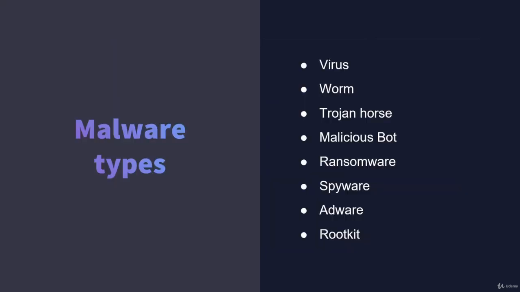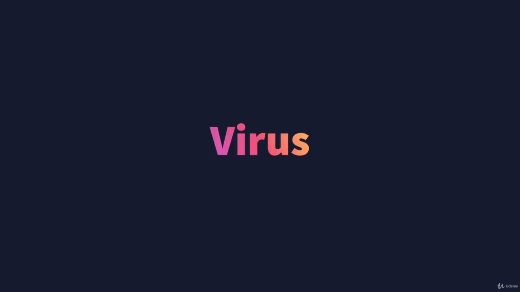In this lecture, we'll have a look at 8 of the most common types of malware: virus, worm, Trojan horse, malicious bot, ransomware, spyware, adware, and rootkit. So let's start with the most widely known malware, the virus.